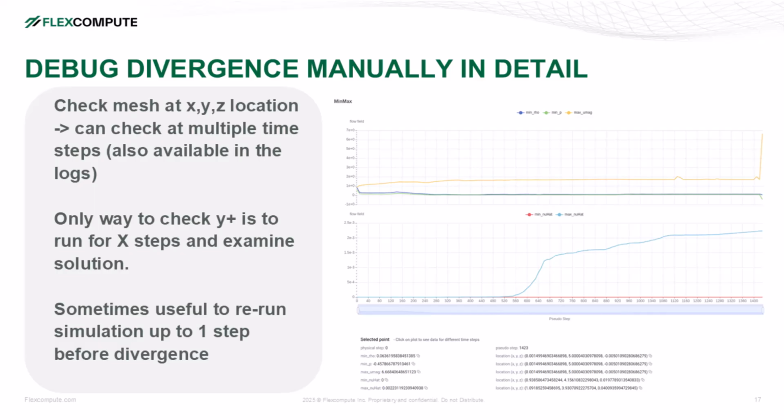Flow360 has a few methods for diagnosing divergence. In the Analysis tab, you can go to Convergence and turn on the min-max plot. This plot shows the minimum density, minimum pressure, maximum velocity, and similar quantities as a function of pseudo-step. If, for example, you see the maximum velocity suddenly jump to a very high value, this indicates that the local Mach number somewhere in the domain has become unphysically large, which is a strong sign of divergence.